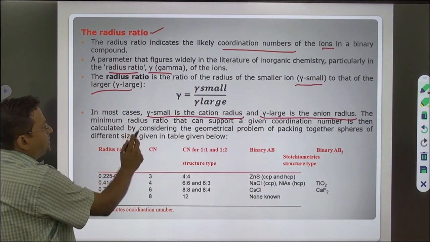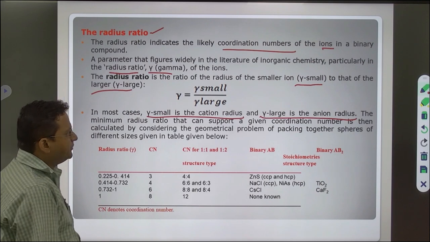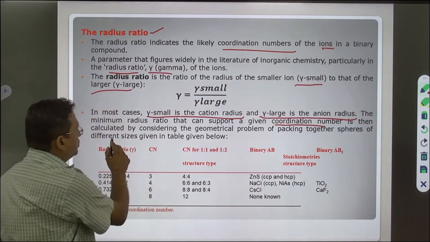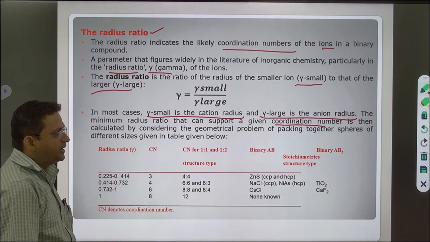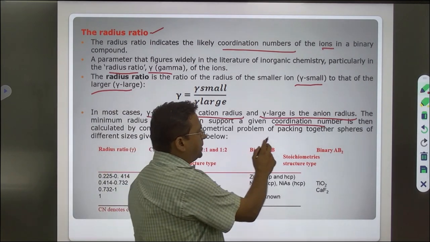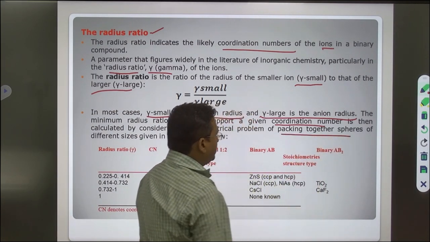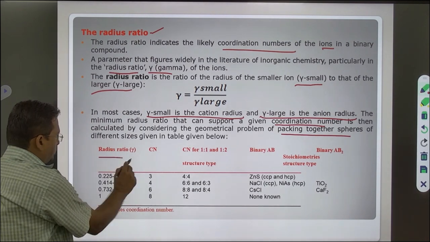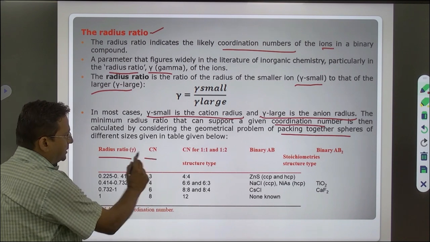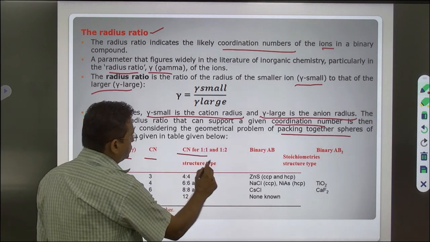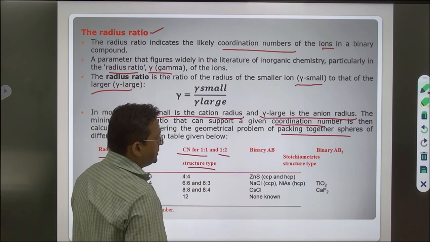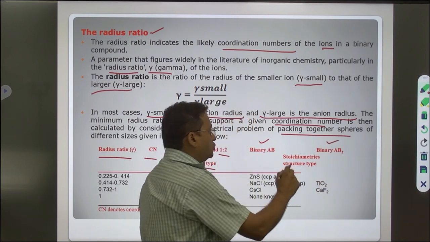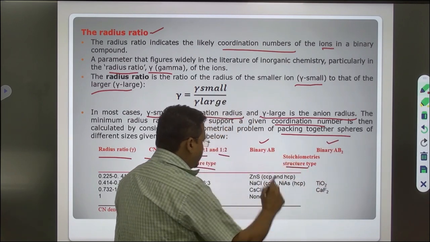In most cases, gamma small is the cation radius and gamma large is the anion radius. The minimum radius ratio that can support a given coordination number is calculated by considering the geometrical problem of packing together spheres of different sizes, given in the table below. Radius ratio, gamma, coordination number for 1:1 and 1:2 structure types, binary AB molecule, binary AB2 stoichiometric structure type.